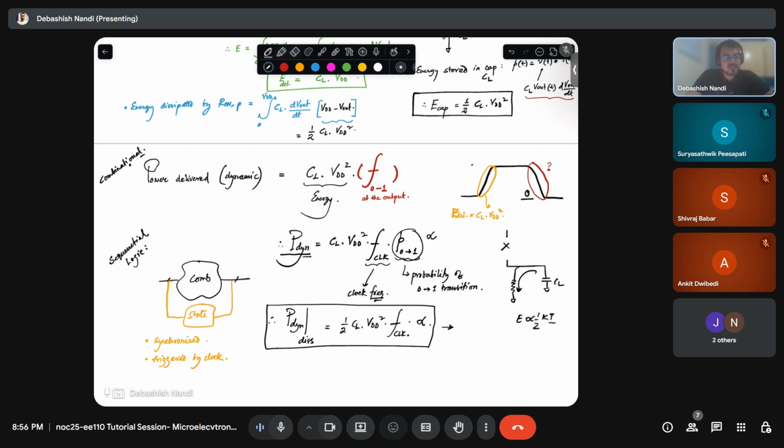For example, your device will start to become intrinsic. Your Ni, 1.5 into 10 raised to 10 per centimeter cube, is at room temperature. Now, for example, you are doping it at 10 to the power 16 per centimeter cube. That means you have converted an almost insulator-type element to a conducting element. That is what your semiconductor is.